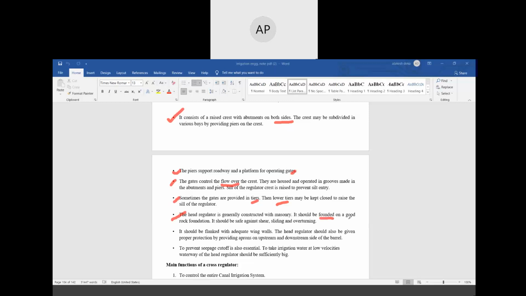It should be founded on a good rock foundation. It should be safe against shearing, sliding, and overturning. This is the shear failure. This is the sliding, and this is the overturning. Okay, three modes of failure. It should be flanked with adequate wing walls. The head regulators should also be given proper protection by providing aprons on the upstream and downstream sides of the barrel. To prevent seepage, a cutoff is also essential. To take irrigation water at low velocities, waterways at the head regulator should be sufficiently big.